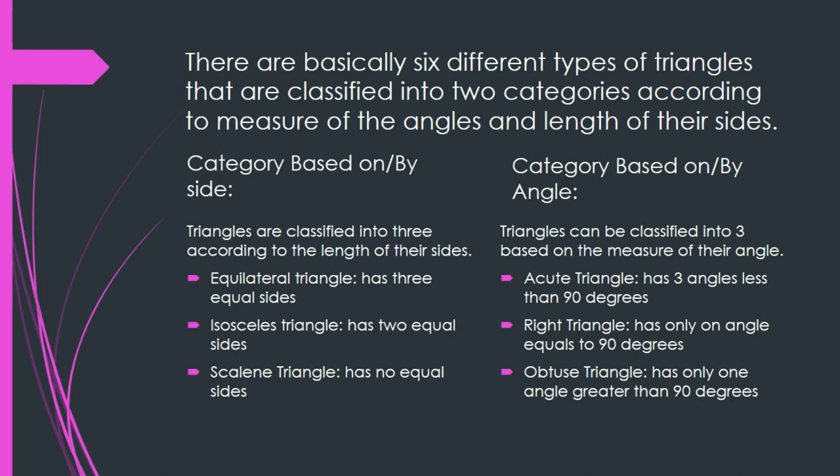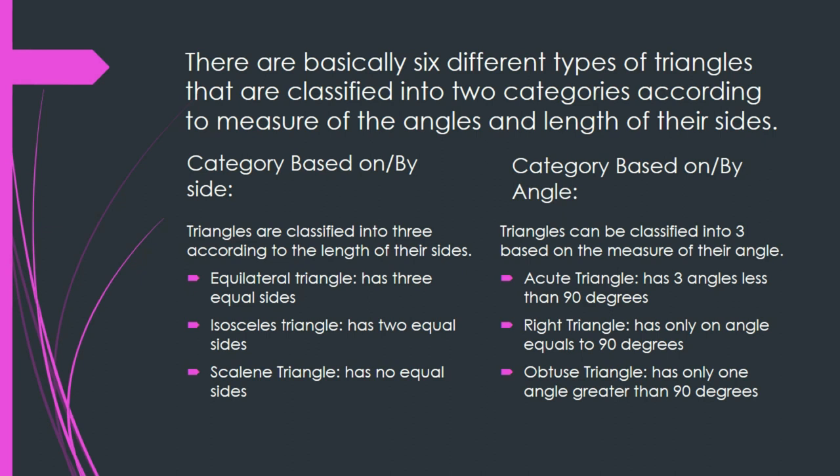Category based on side. Triangles are classified into three according to the length of their sides. That's the equilateral triangle, isosceles triangles, scalene triangles.